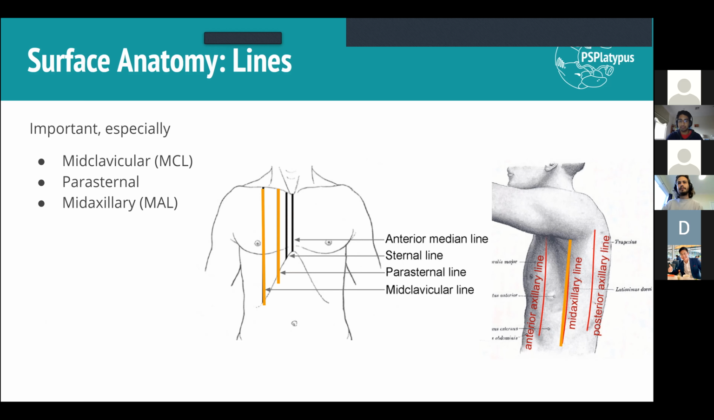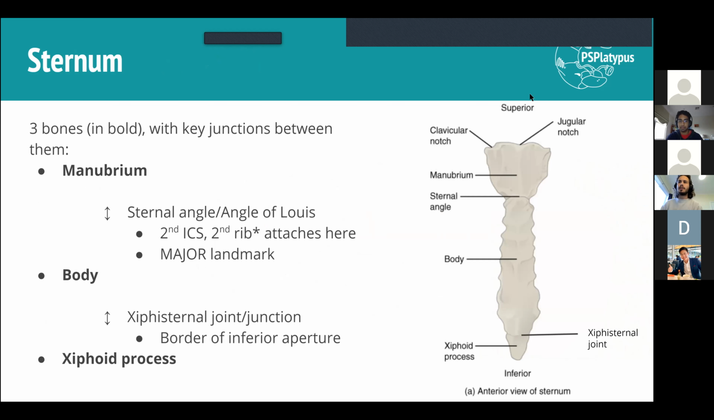Yeah, it does. Was just interested. Yeah, no worries. All right, so onto the sternum.